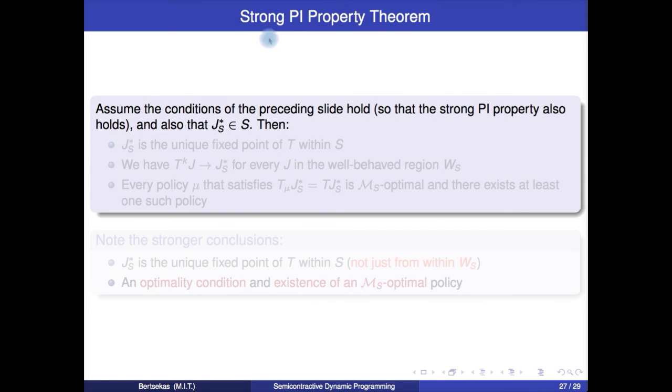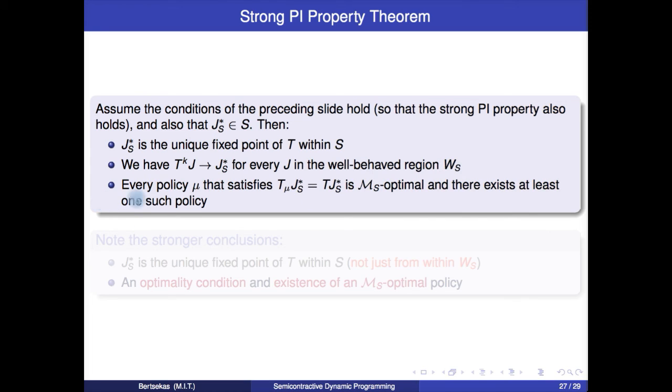Let us now discuss an implication of the strong PI property. If we assume that the conditions of the preceding slide, which guarantee that the strong PI property holds, are in effect, and we also assume that Js star, the restricted optimal cost function, belongs to S, then Js star is the unique fixed point of T within S. Value iteration converges to Js star from every J in the well-behaved region, Ws, and we have an optimality condition. Every policy mu that attains the minimum in Bellman's equation with Js star being used is optimal for the restricted problem, and there exists at least one such policy.